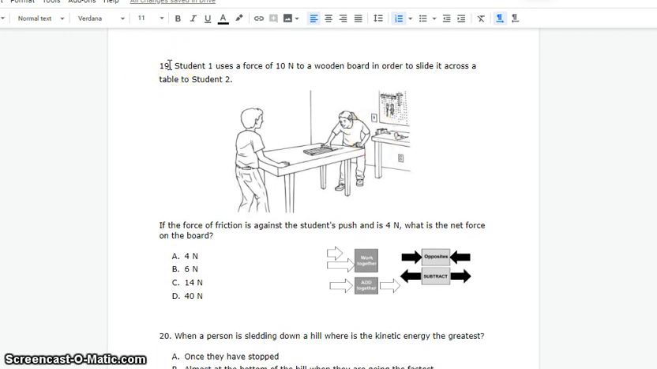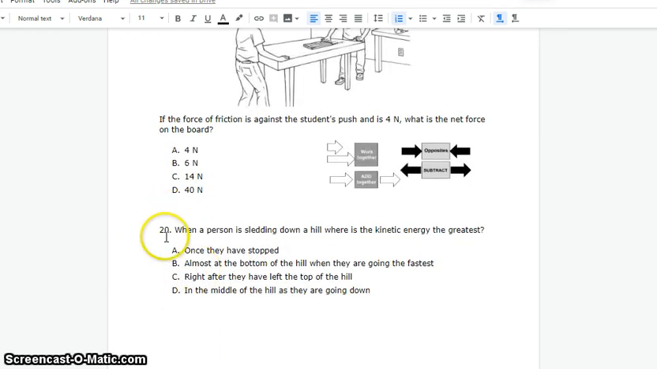Number 19. Student 1 uses a force of 10 newtons on a wooden board in order to slide it across a table to student 2. If the force of friction against the student's push is 4 newtons, what is the net force on the board? So we have a force of 10, friction is 4. What is my net force?